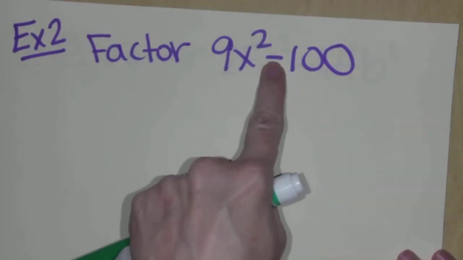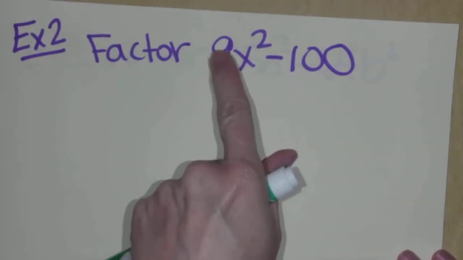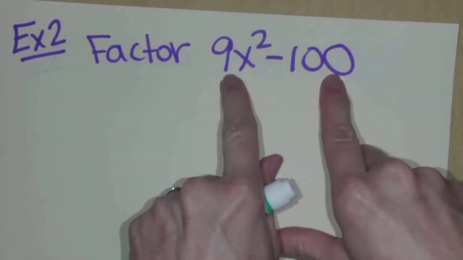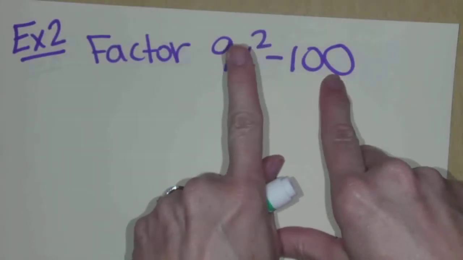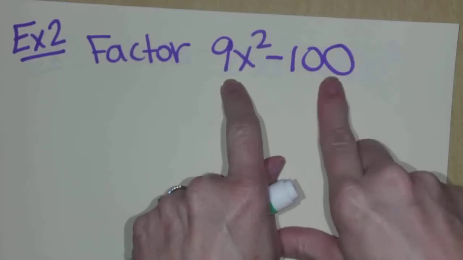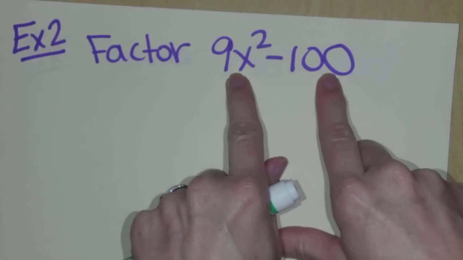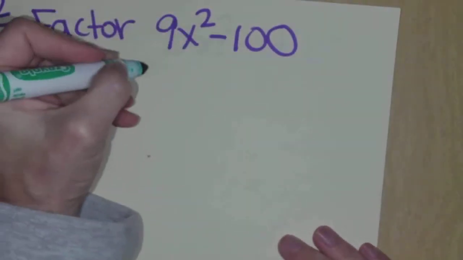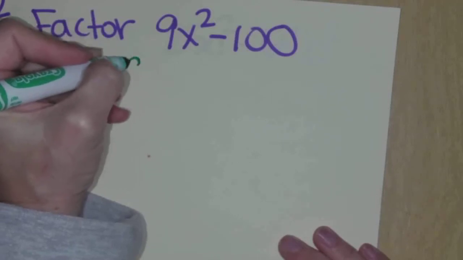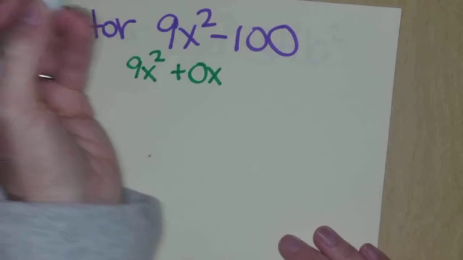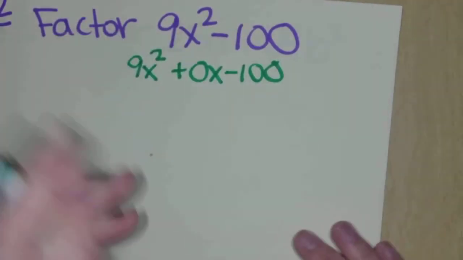The difference of two perfect squares. See, this is 3x times 3x. This is 10 times 10. Difference of two perfect squares. Okay, let's rewrite it with the 0 term in the center. So let's rewrite this as 9x squared plus 0x minus 100.